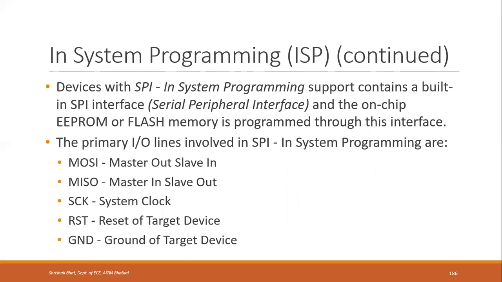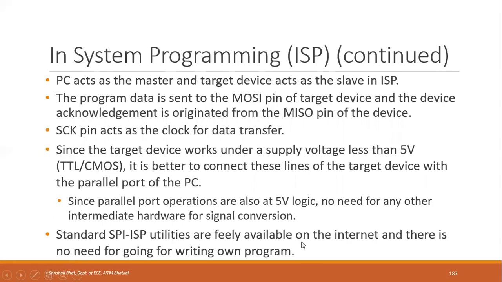So the primary IO lines involved in SPI in-system programming: in SPI, it's a master-slave system. We have seen this in the third module. The different IO lines are MOSI, master out slave in, MISO, master in slave out, and the system clock, serial clock. Apart from this, you also have the reset for the target device and the ground of the target device. The PC acts as the master and the target device acts as the slave in ISP.